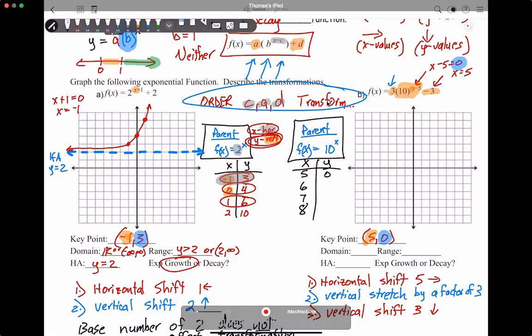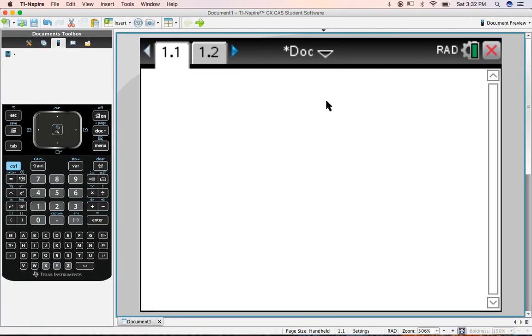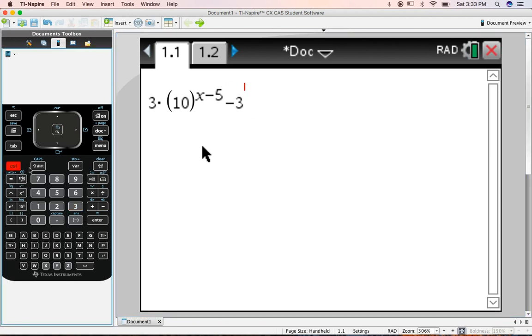So I'm going to plug into the calculator this equation right here, and it's going to be 3 times, parentheses, 10 to the power of x minus 5. And then on the bottom, it's going to be minus 3. And I'm going to store, so control store, which are those blue letters right there. We're going to store it as f of x.